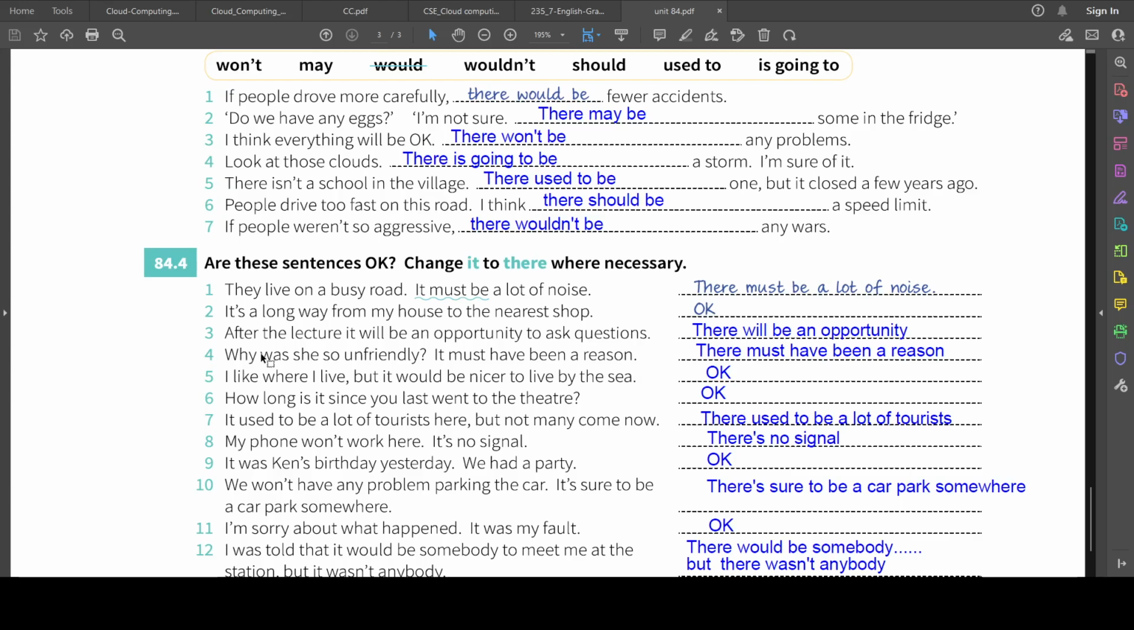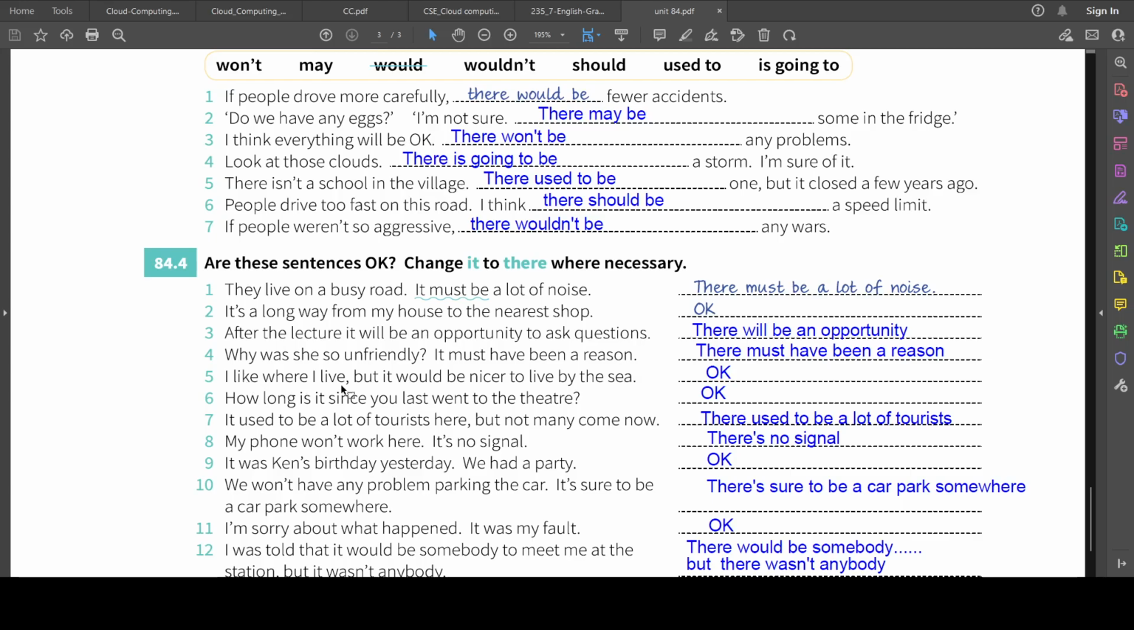Number 4. Why was she so unfriendly? There must have been a reason. So the correct answer is there must have been a reason, because we are talking about the existence, right? We are not referring to a previous object, like she was so friendly, because it's another thing. We're talking about the reason, so that's a different thing. And we are saying that it exists.